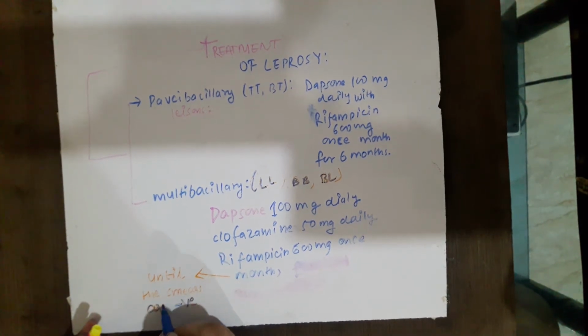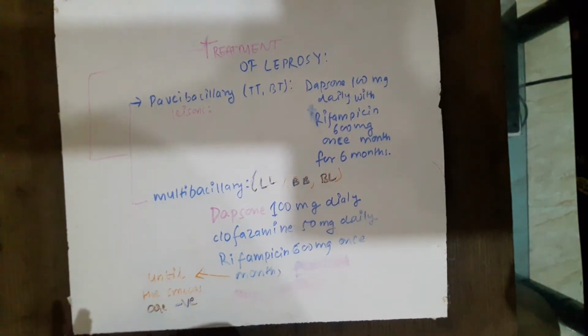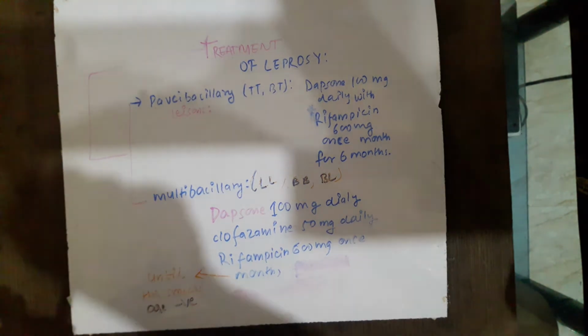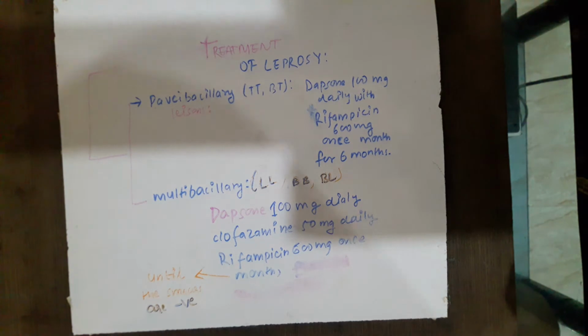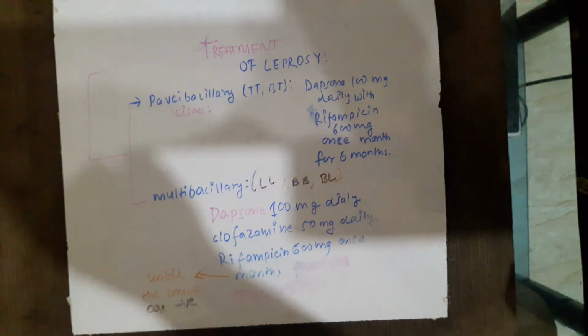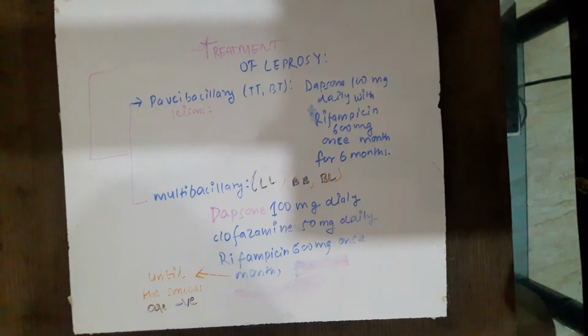And in case of paucibacillary lesions, they include tuberculoid and borderline tuberculoid, and the treatment is dapsone 100 mg daily with rifampicin 600 mg once a month for 6 months. So this completes the treatment part.